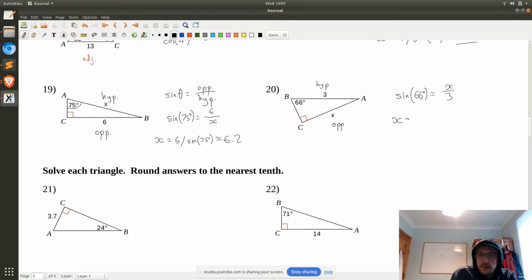So x is 3 sine 66, which is 2.7. And check, and that's correct.